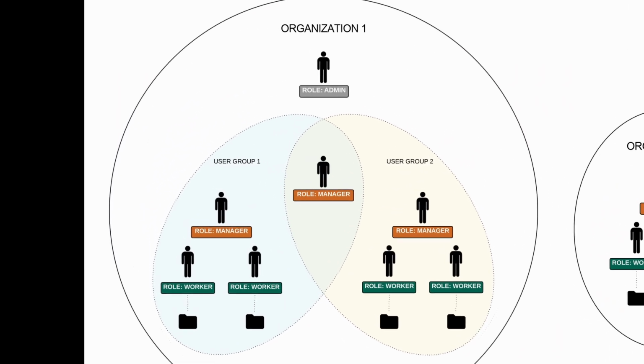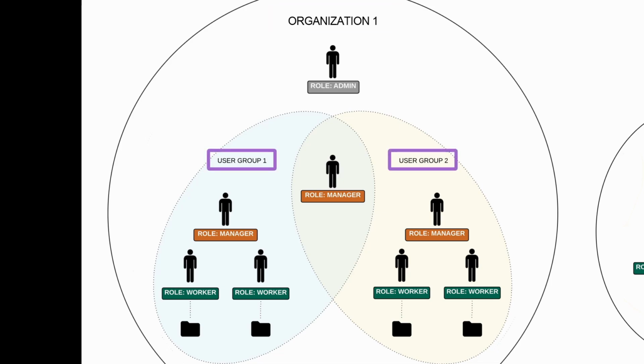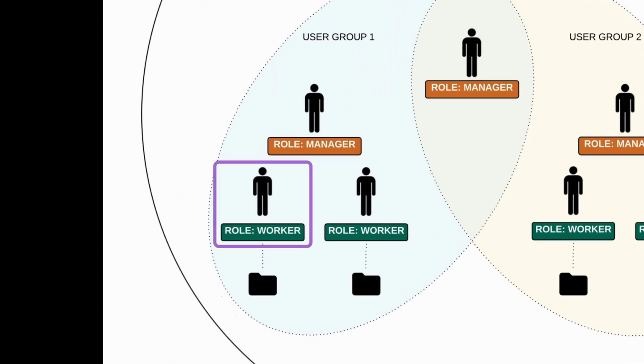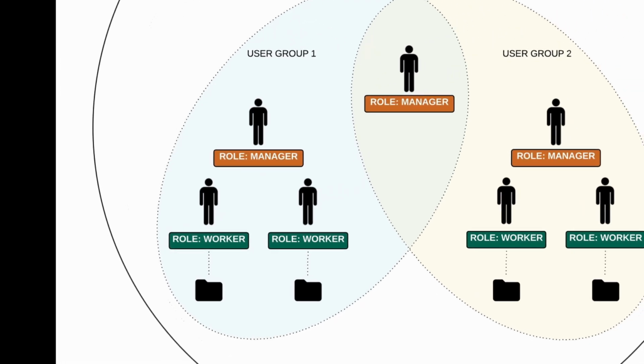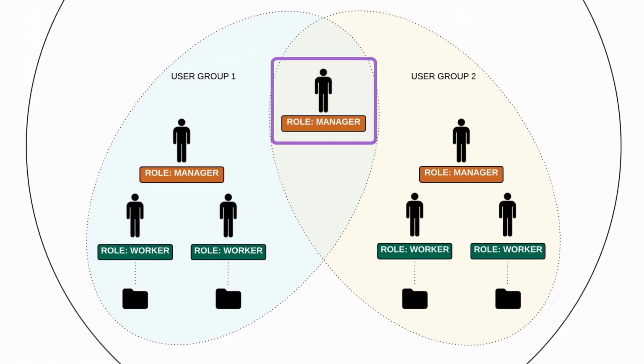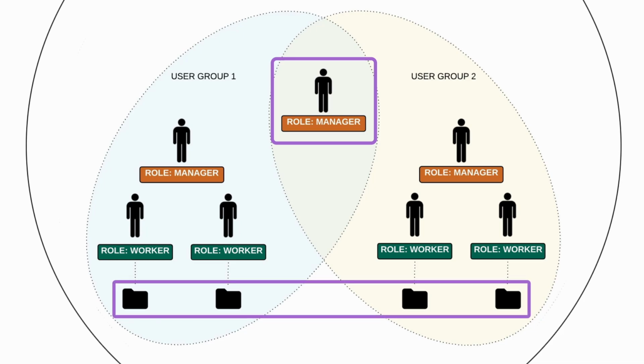Here, we have an agency called Organization 1 with two user groups. This user's role is a social worker, which only allows a user to see their own records. Therefore, the social worker will see only the cases that they directly manage. This user's role, meanwhile, is a manager, which allows a user to see all the records in their user groups. This means I can see the records managed by all the social workers in user group 1. Meanwhile, because this manager is in both user group 1 and user group 2, they see all the cases managed by the social workers in either of those groups.